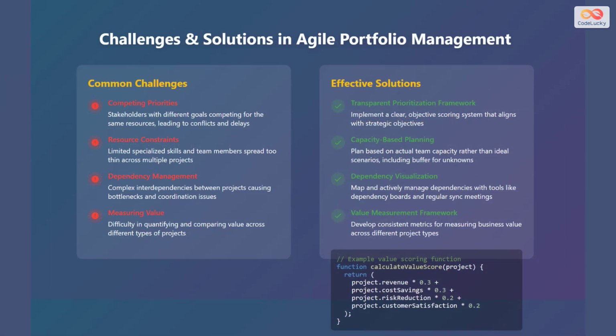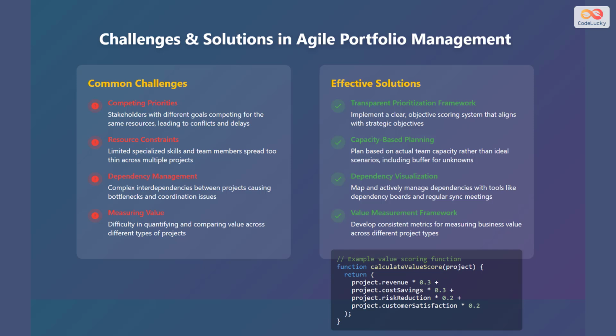Let's see some of the common challenges faced in Agile portfolio management, along with effective solutions. One challenge is competing priorities, where stakeholders with different goals compete for the same resources, leading to conflicts and delays. A possible solution is to implement a transparent prioritization framework. This system should align with the strategic objectives. A second challenge is resource constraints. In this case, there are a limited number of skilled members, which causes a delay in the project's completion. This can be resolved by capacity-based planning.